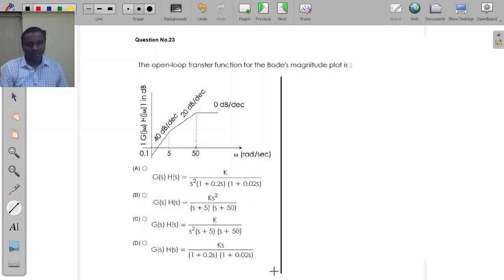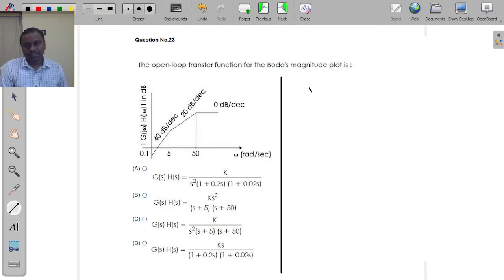So how to get this is by observing the initial slope. It is 40 dB per decade. If the initial part is a straight line, it means there are no poles or zeros at origin. Initial slope negative means there are poles at origin. Initial slope positive means there is a zero at origin. Now it is 40, and each zero will contribute plus 20 dB per decade. That means there will be 2 zeros at origin.